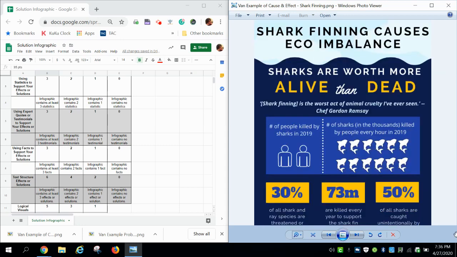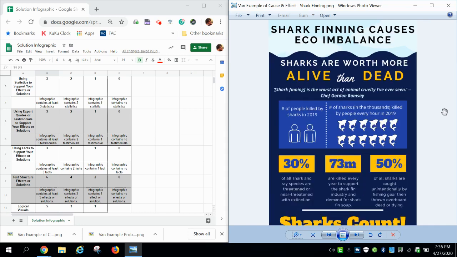Another fact up top here is that it's also part of my cause. Shark finning is causing eco imbalance. Who knew that sharks being killed off would cause an imbalance to the ecosystem? That's another fact. Sharks are worth more alive than dead because they are contributing to balancing out our environment, the ocean environment.